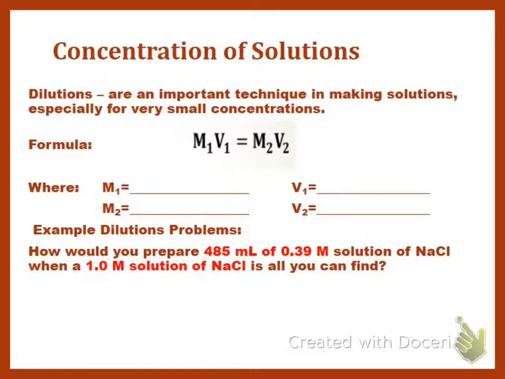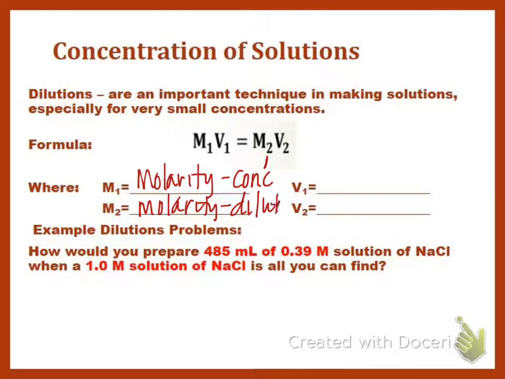Dilutions are very easy. A lot of times we use it for concentrated acids. The M1, the big M, is, what do you think? Molarity. And what do you think the big V is? Volume. Okay? So this side is molarity, and it's going to be the concentrated. The second molarity, M2, is molarity of the diluted solution. And of course, this is the initial volume, and this is the final.